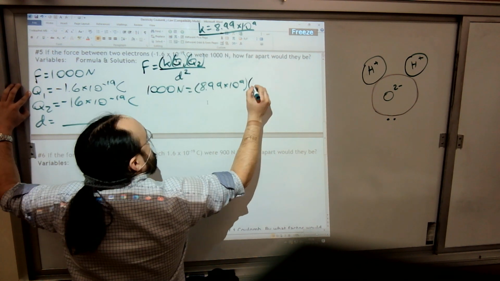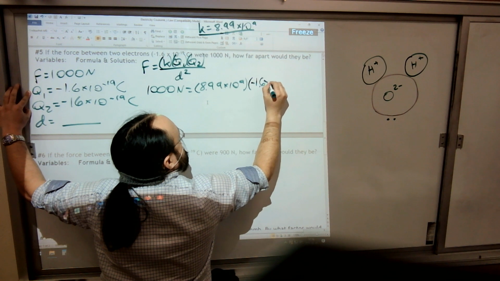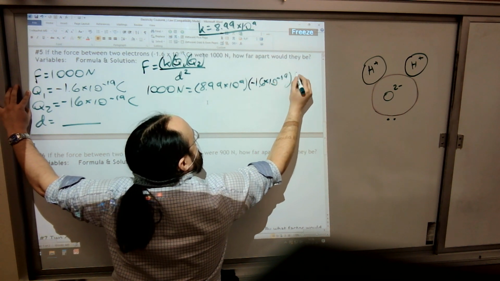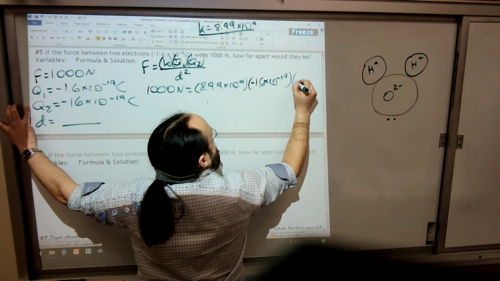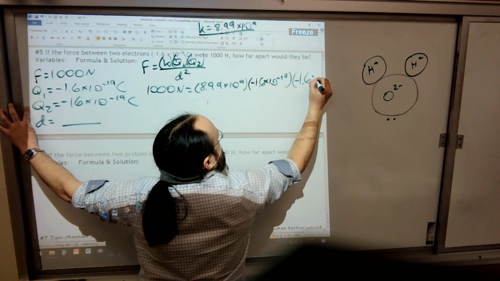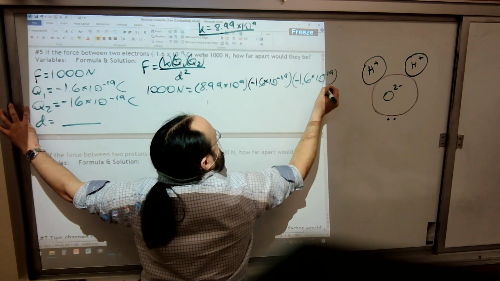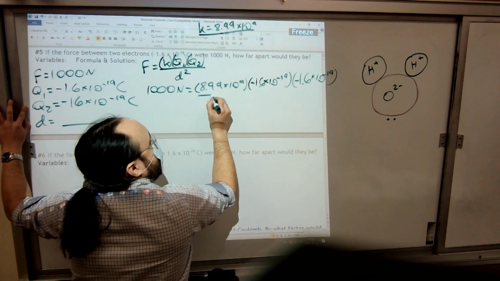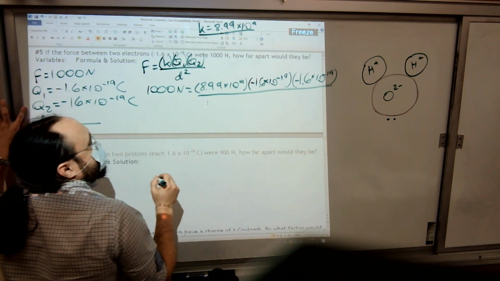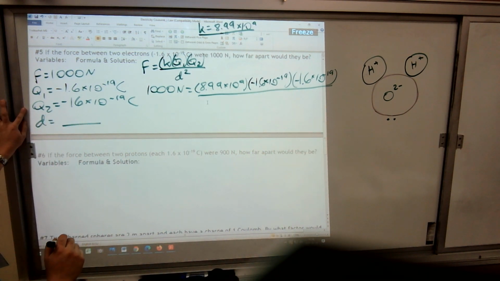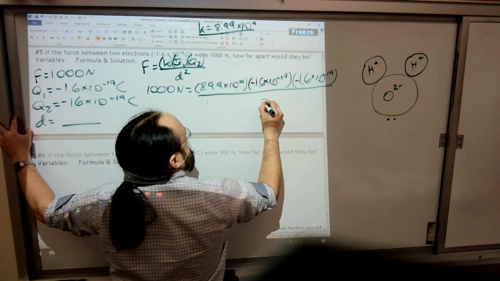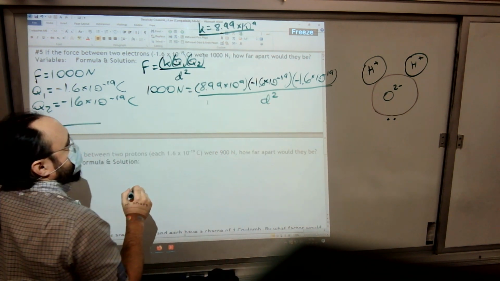So Q1, 1.6 times 10 to the negative 19, and Q2 is the same thing, because we got 2 electrons, and we're figuring out how much they're repelled from each other. Since they both have negative charge, they're repelled, because like charges repel, opposites attract. And we're looking for how far apart they'll be, so we're looking for the distance.